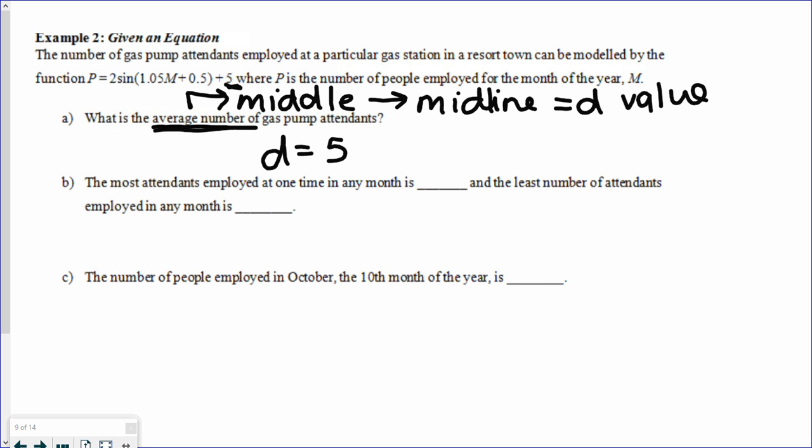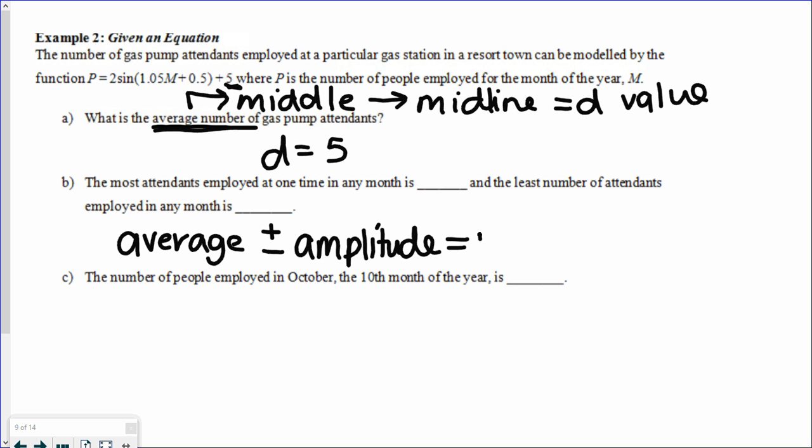So what you need to think about is if we look at our average and then we add or subtract our amplitude, that will give us our maximum and our minimum, depending on if we're adding or subtracting. Our midline again is 5, so on average there's 5 people employed. Our amplitude is related to our A value. So our amplitude, it's saying it goes 2 above or below our midline.